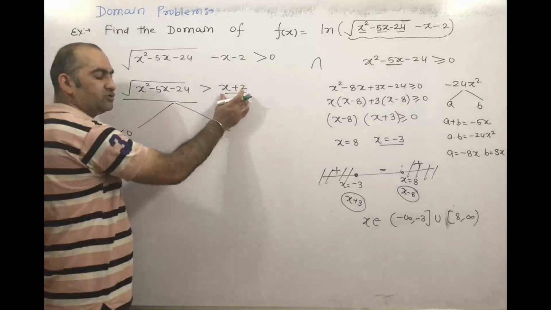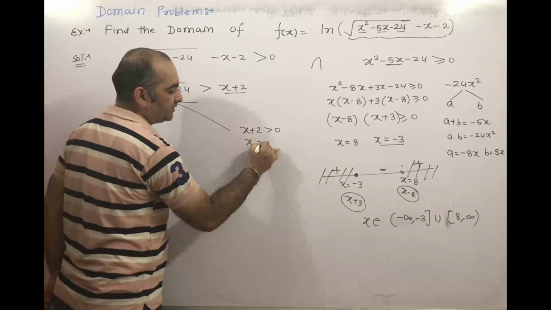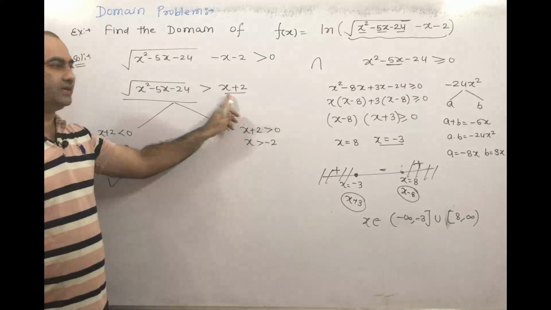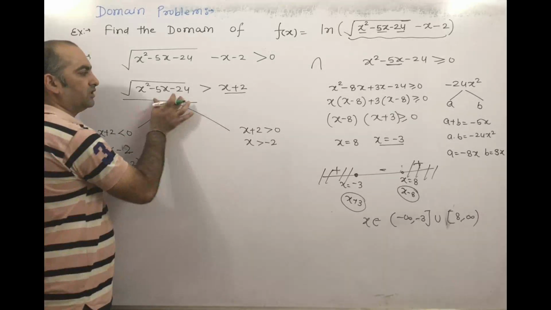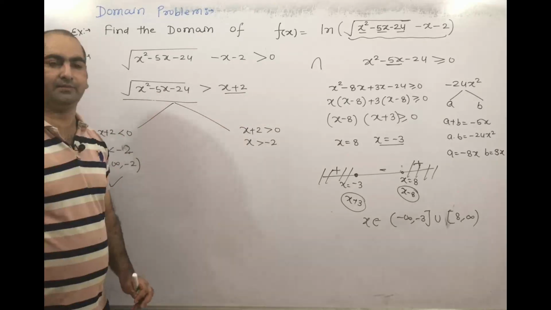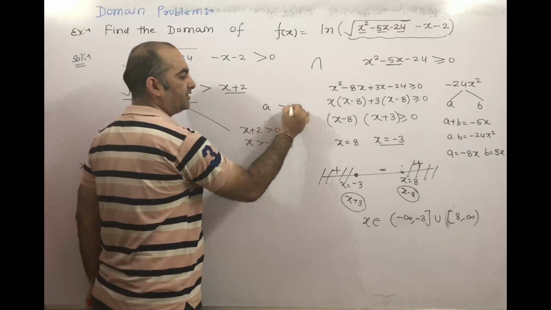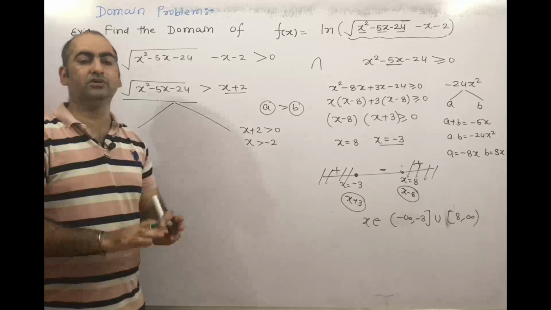Next is what? x plus 2 is positive. x plus 2 is greater than 0. That means x should be greater than minus 2. So in this case, this is positive and this is also positive, then we can compare. So we have to solve this one. Here this is positive, so we can do square. If A is greater than B and A is positive, B is positive, so if you do square, the inequality sign will not change.